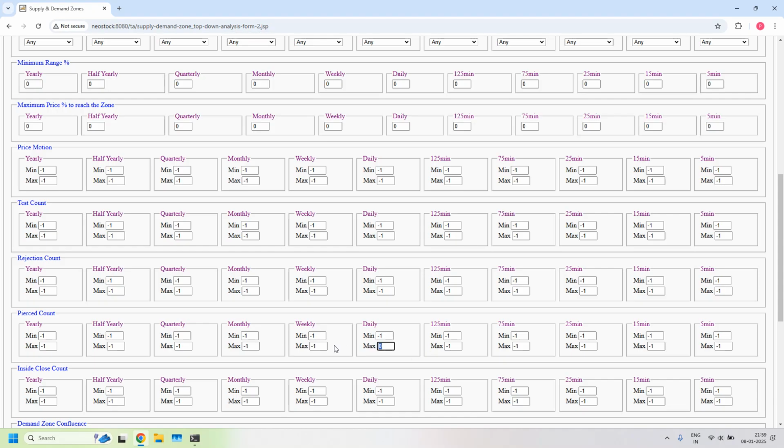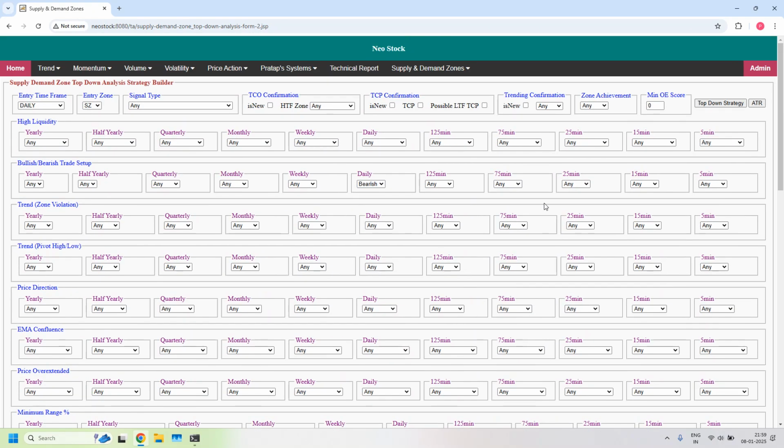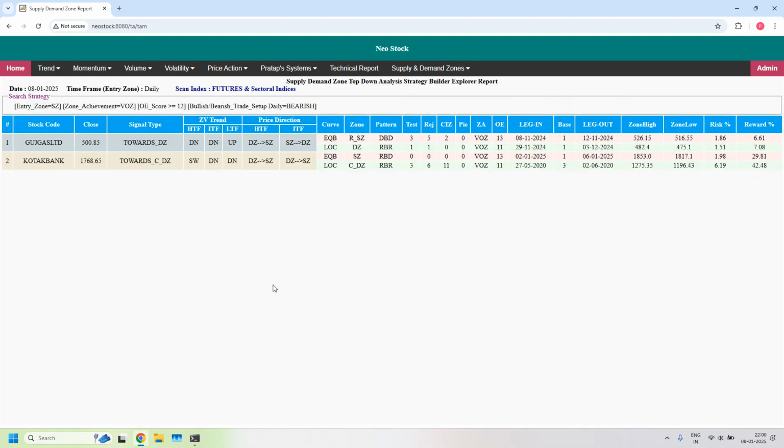So let me keep the default values here. So I am not eliminating pierced zones on the daily time frame. For the remaining filters, zone achievement and minimum order enhances score 12, we have to set. These two filters are applied to the daily supply zone. Let's filter. We got only 2 stocks. And these two are not pierced supply zones.